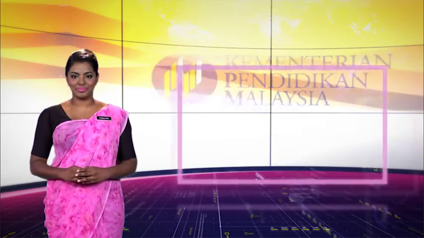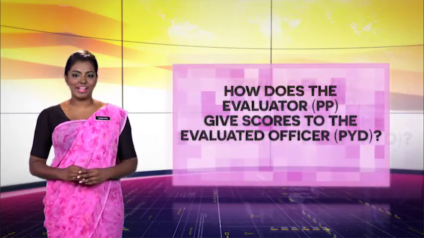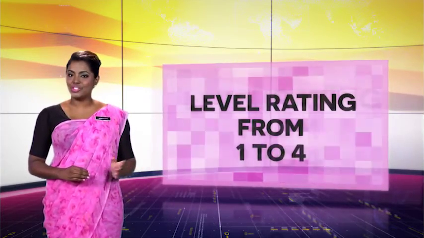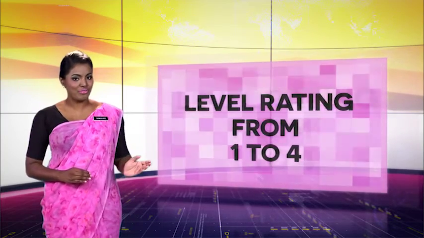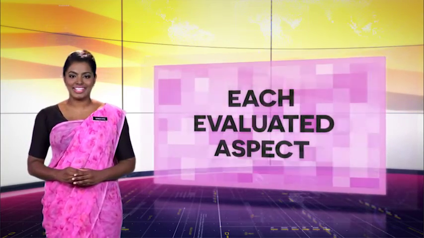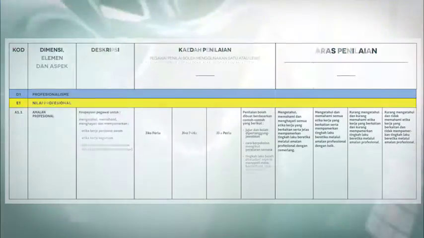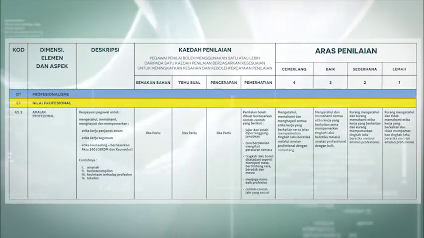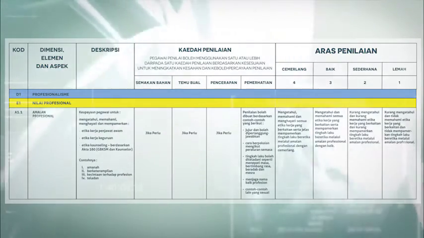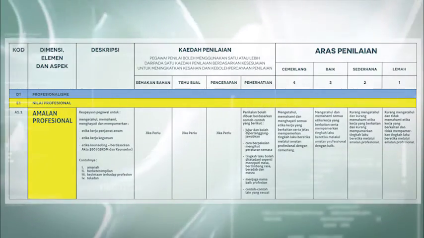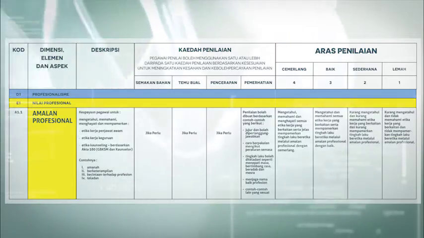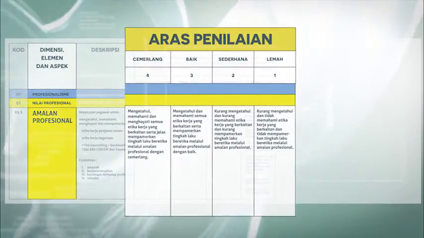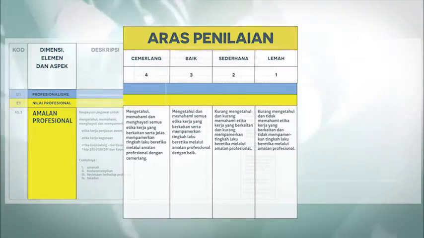Rating level. Each aspect is evaluated using a rating level. The rating level scores are from 1 to 4 for each evaluated aspect. For example, to understand scoring using a rating level, let's look at the professional practices aspect rating level. The professional practices aspect uses a 4-level rating.